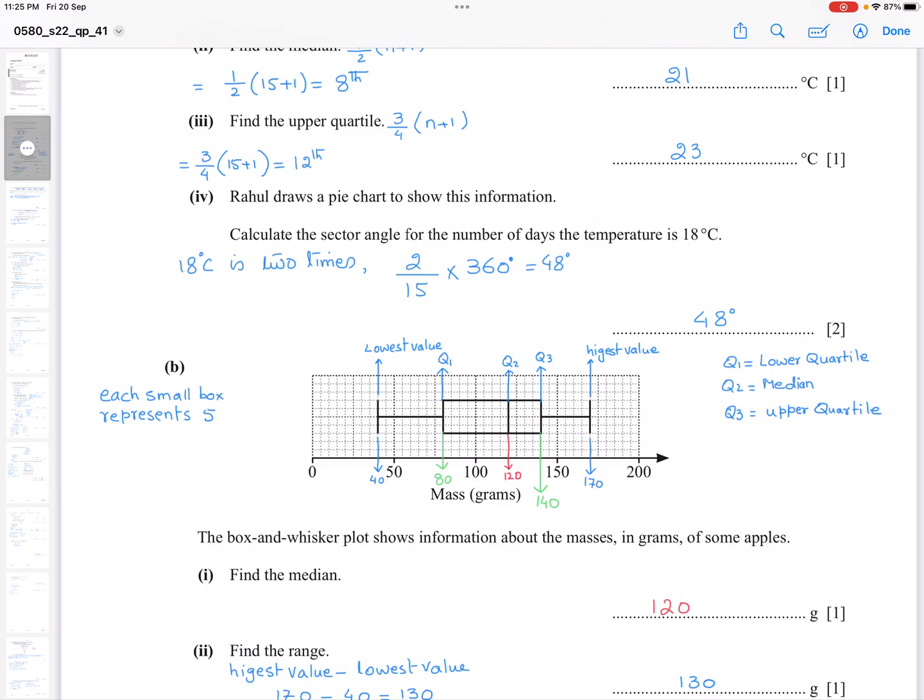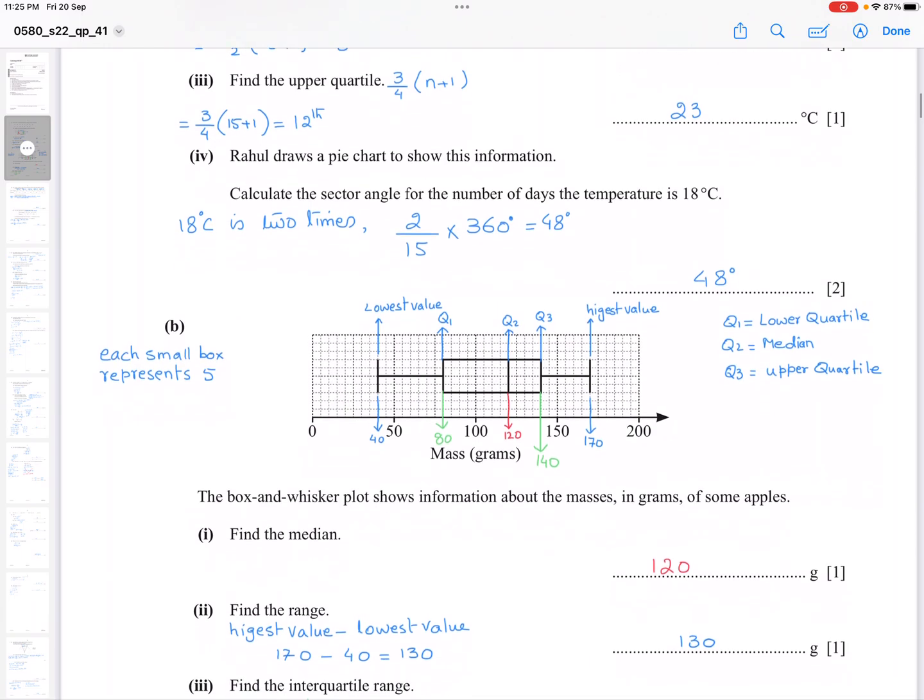The beginning of the box is called Q1. There is a line inside the box that is called Q2, and the end of the box is called Q3. So Q1 is known as the lower quartile, Q2 is known as the median, and Q3 is known as the upper quartile. So he said find the median, so you have to read the value of Q2, which is 120 grams.